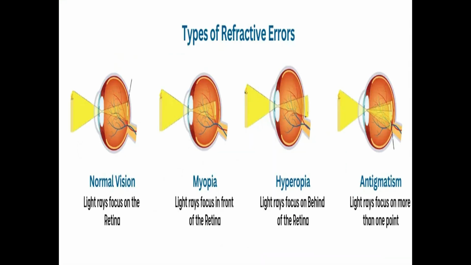So these are the refractive errors. So this is normal vision, that the light rays are focusing on the retina, and in myopia what is happening is that light rays are focusing in front of the retina, and in hyperopia light rays are focusing on behind of the retina, and in astigmatism light rays focus on more than one point.